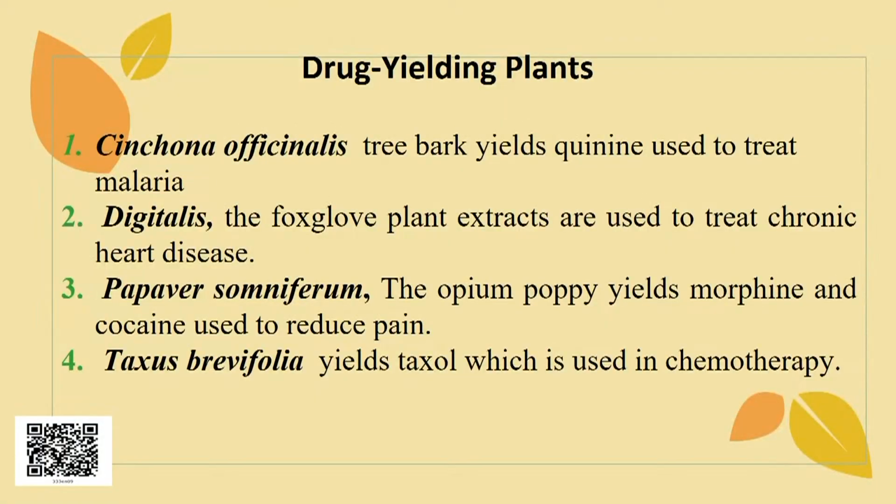So, we will talk about a few drug yielding plants. First is Cinchona officinalis. Tree bark yields quinine used for treatment of malaria. Digitalis or foxglove plant extracts are used to treat chronic heart diseases. Opium or poppy, Papaver somniferum, yields morphine and codeine used to reduce pain. Taxus brevifolia yields Taxol, which is used in chemotherapy.